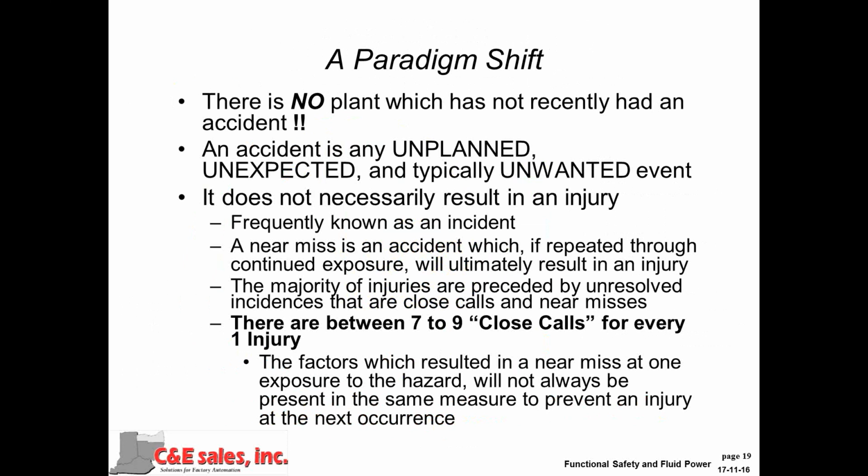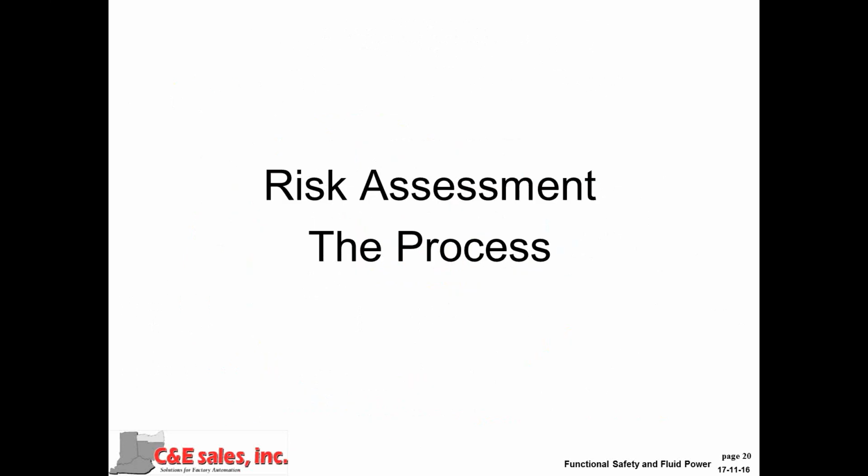The point is that there are between 7 to 9 close calls for every one injury, which means we've had quite a number of opportunities to recognize the risk and remediate it, but we waited until the actual injury occurred. Just because I had a close call today doesn't mean it'll be a close call tomorrow, because some of the things that made it a close call today may not be present in the same measure to prevent my injury tomorrow.